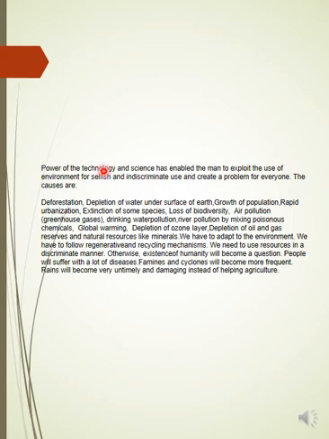For the second sentence, I am going to discuss the main causes such as deforestation, depletion of water, growth of population, rapid urbanization, extinction of some species, loss of biodiversity, air pollution, drinking water pollution, river pollution, global warming, depletion of the ozone layer, depletion of oil and gas, and natural resources like minerals. I have gathered some of the causes of environmental problems here.